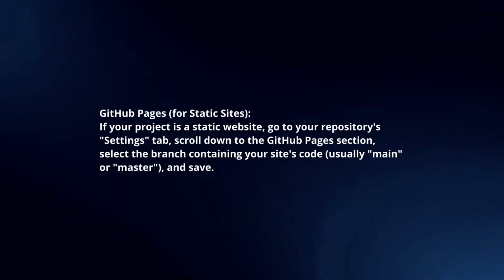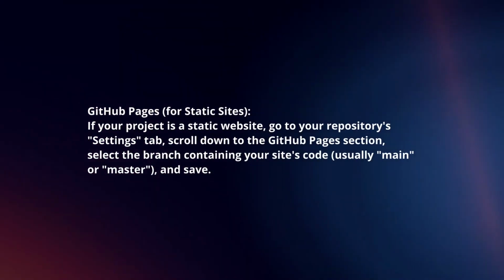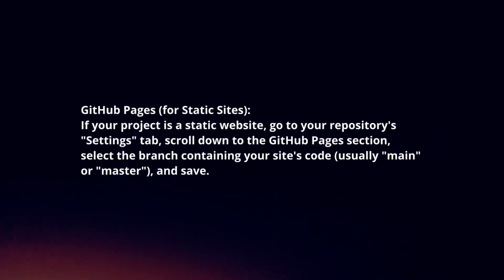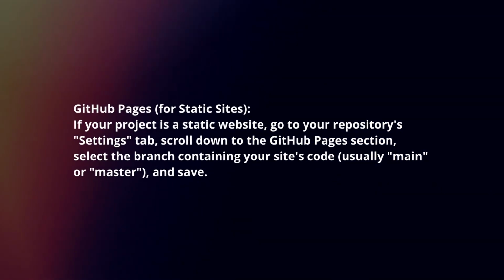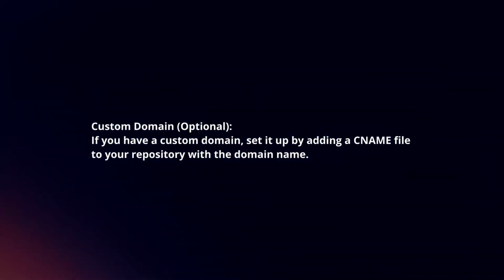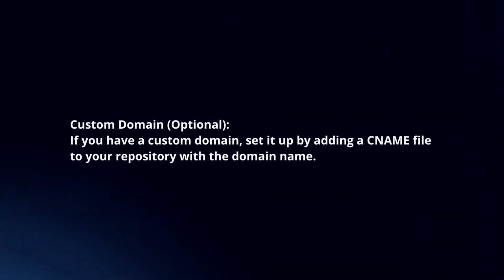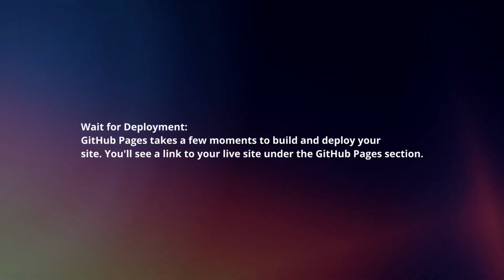GitHub Pages. If your project is a static website, go to your repository settings tab, scroll down to the GitHub Pages section, select the branch containing your site's code, and save. Custom domain. If you have a custom domain, set it up by adding a CNAME file to your repository with the domain name.